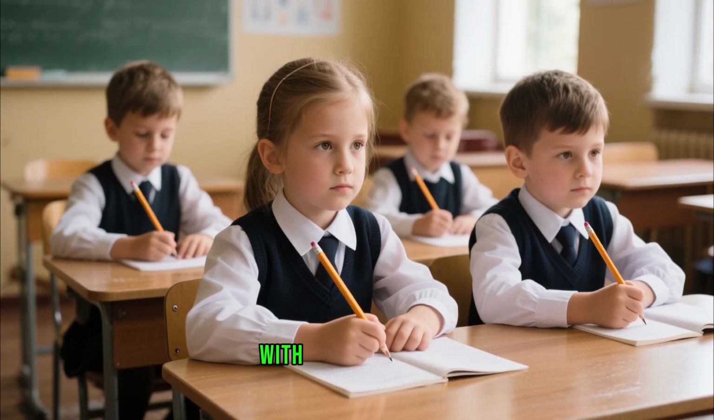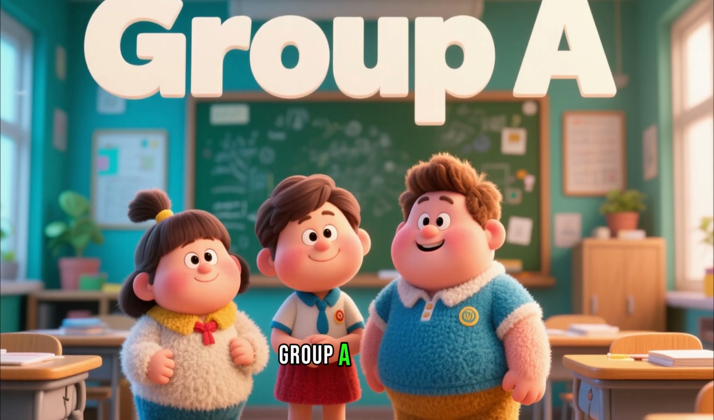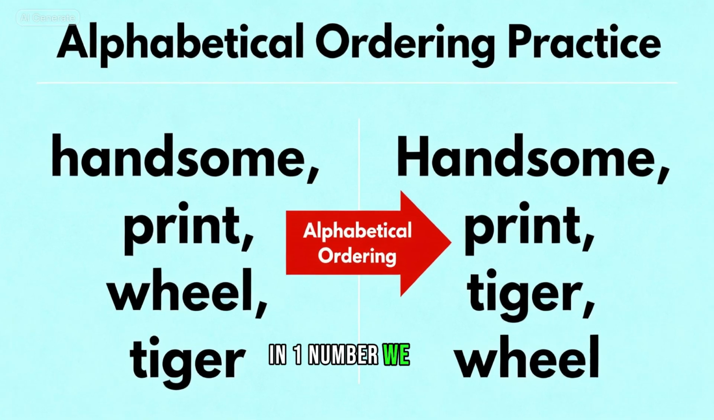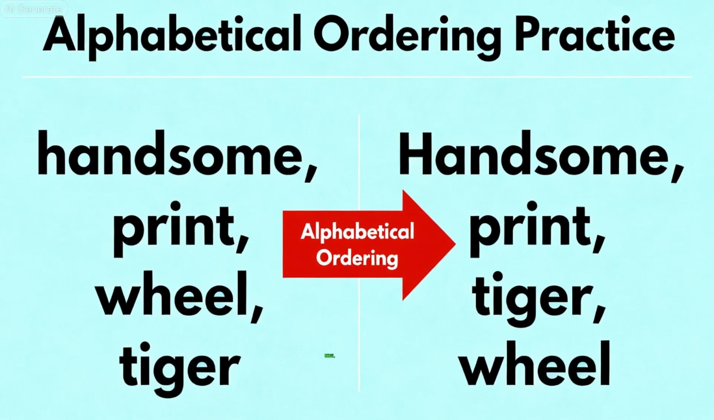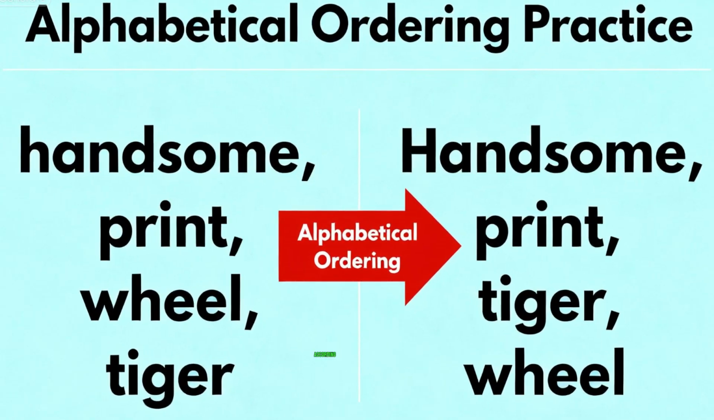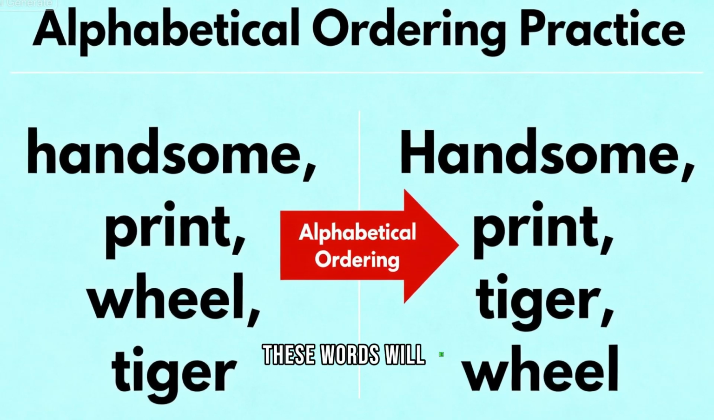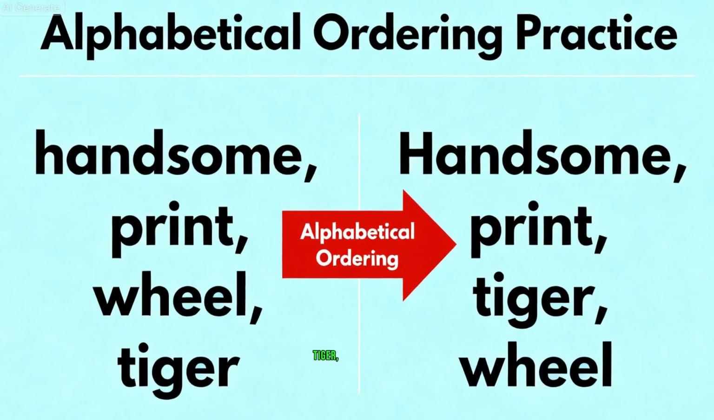Now, let's practice with some examples. Group A, look at the first letter. In number 1, we get the words handsome, print, wheel, tiger. According to the alphabetical order, these words will be handsome, print, tiger, wheel.